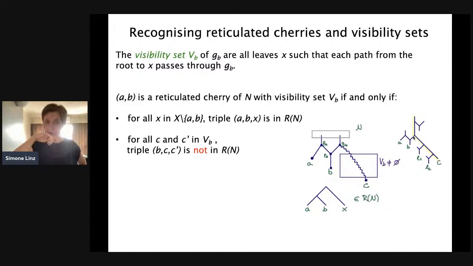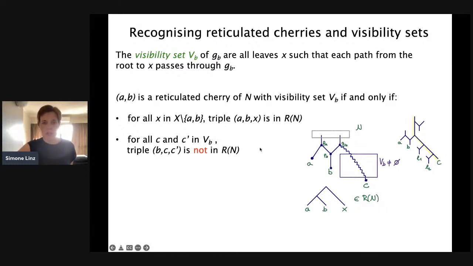So to recognize a reticulated cherry with its visibility set, again, we need some sufficient and necessary conditions. Let's say {A, B} is a reticulated cherry in N. So this is exactly the situation that we see here. {A, B} is a reticulated cherry with visibility set V of B. And this turns out to be the case if and only if a bunch of conditions are satisfied. I won't go through all the conditions, but I want to give you a taste of what types of conditions we have used.